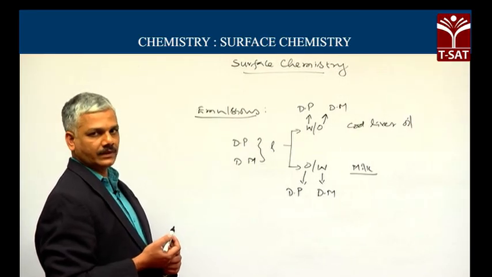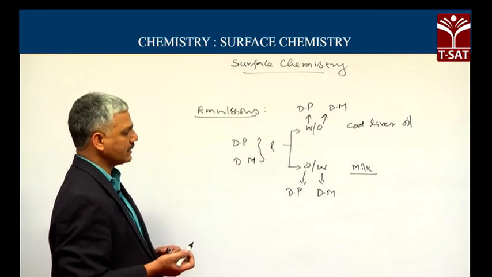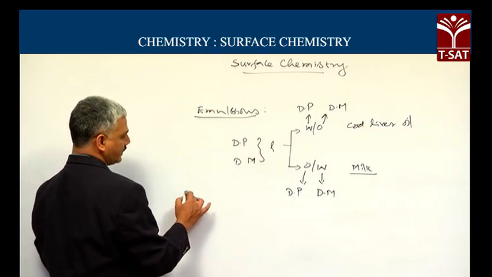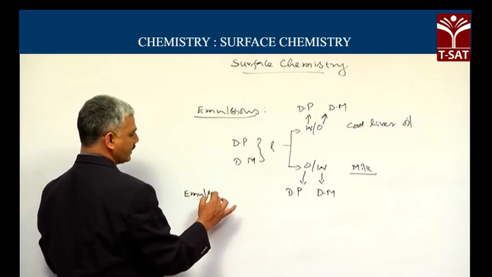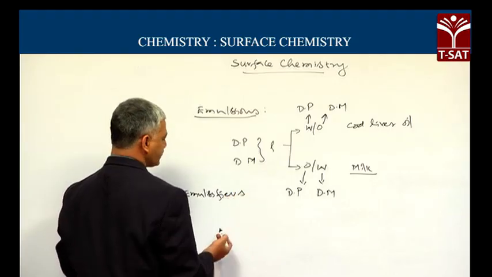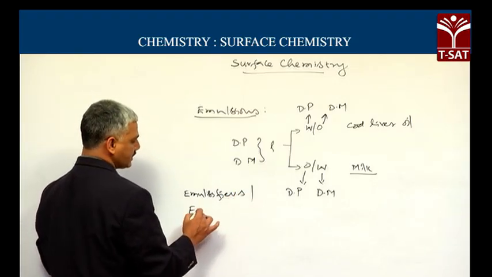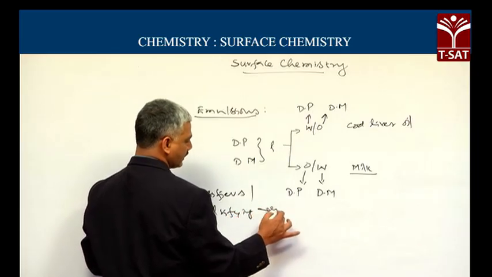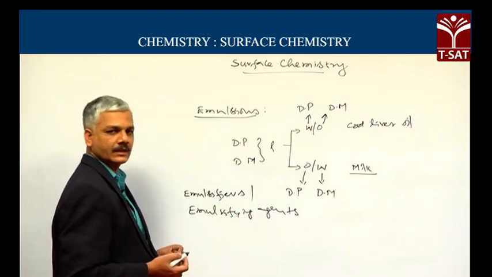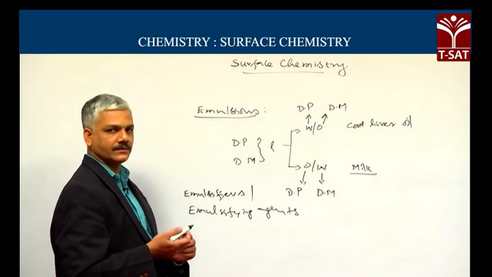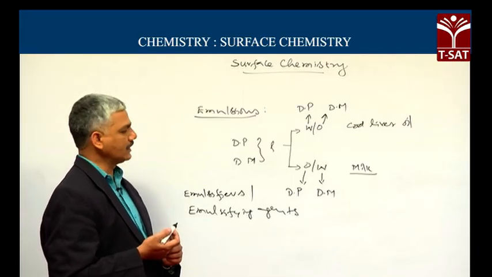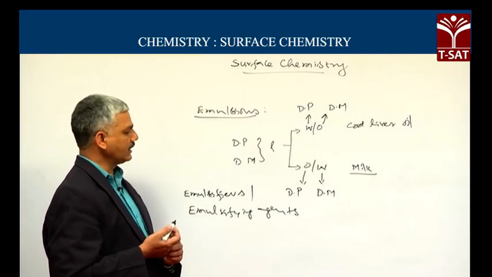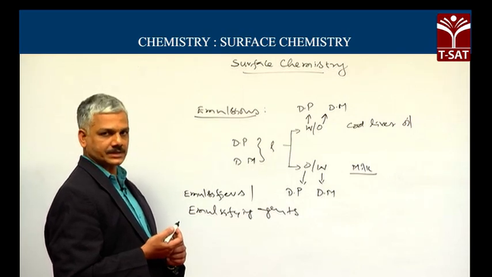The stability of emulsions is increased by the addition of other substances called emulsifiers or emulsifying agents. The commonly used emulsifiers are egg albumin, soap, urea, carbon tetrachloride, etc.